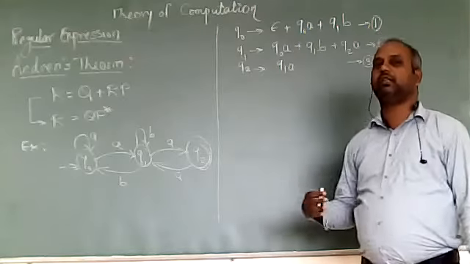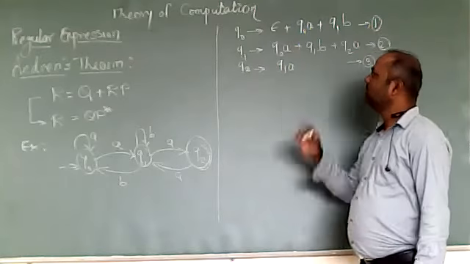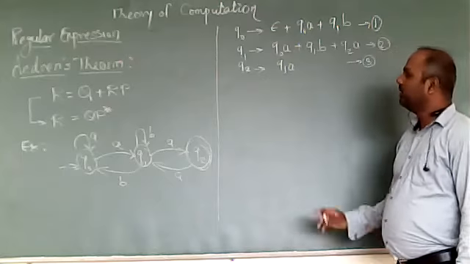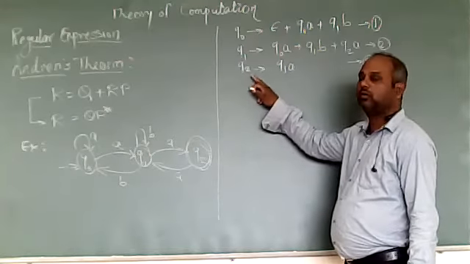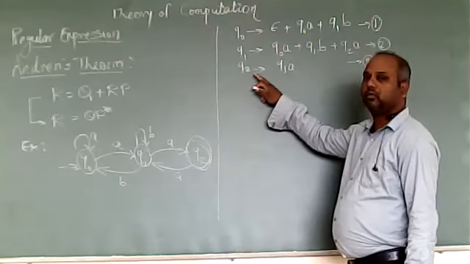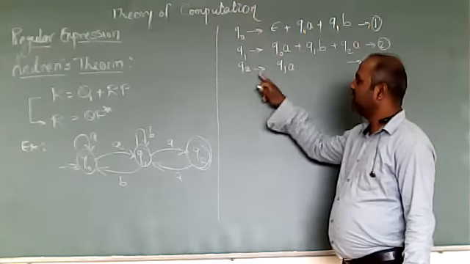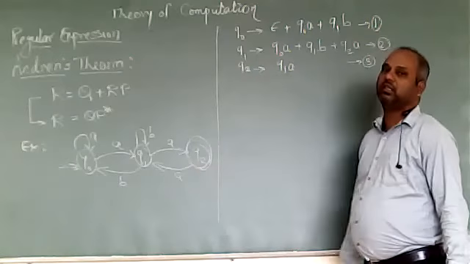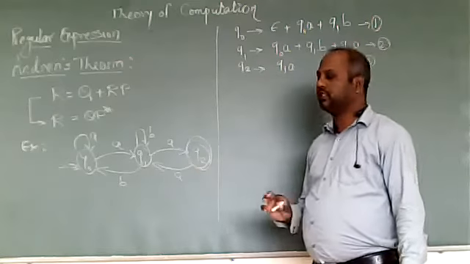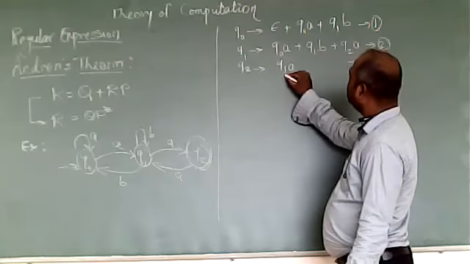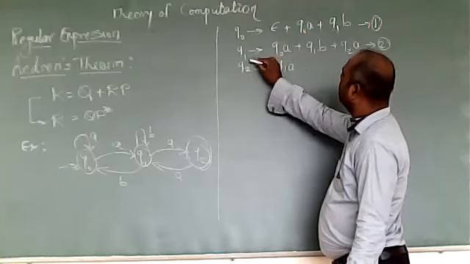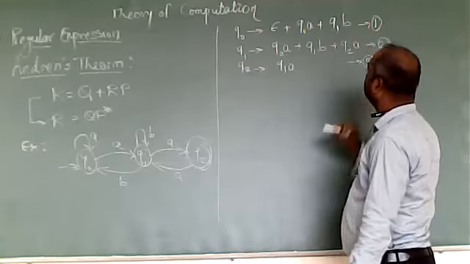Using the incoming transitions, we have derived these three equations. Now, as I said, our point of interest is to solve this Q2, because Q2 is the final state. So Q2 will give me the regular expression accepted by this DFA. But if we observe, to solve this Q2, we require the Q1.